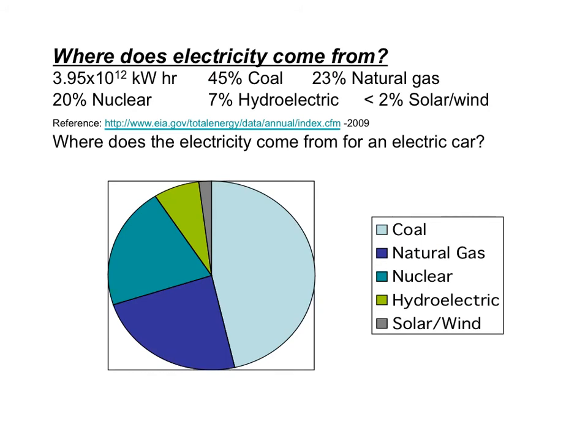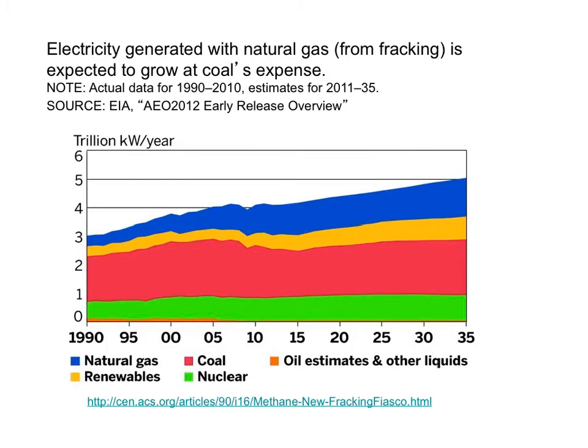What fuel source is used to generate electricity? In 2009, most of it came from coal. Due to fracking, our country has extracted a lot of natural gas. In 2016, more electricity was generated from natural gas than coal.